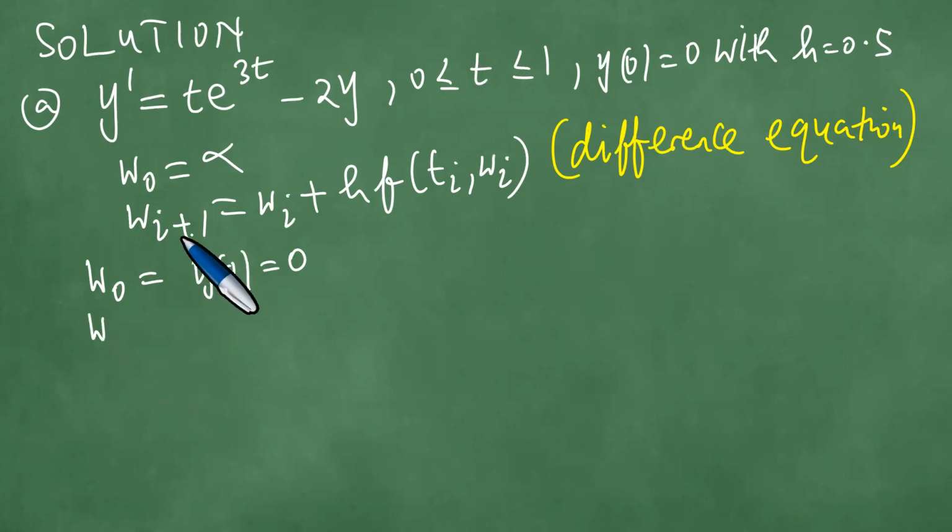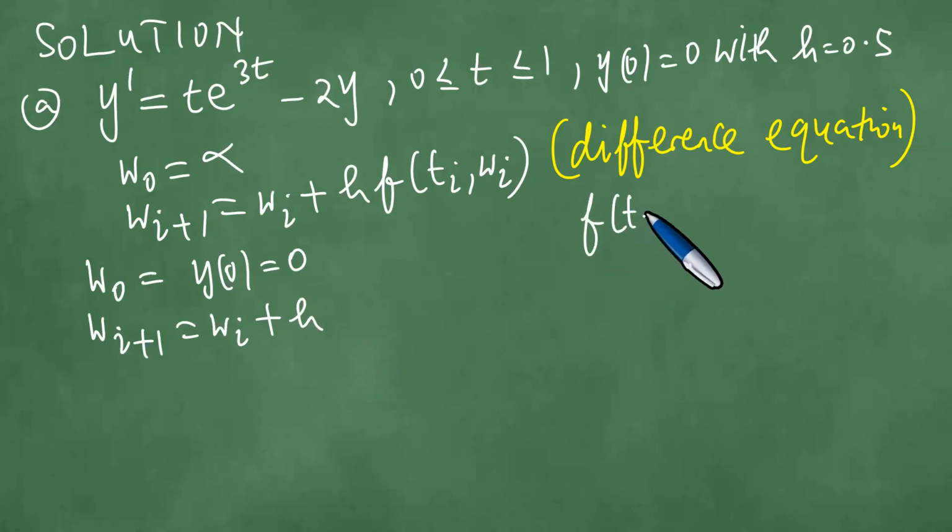But first, I suggest that we write the general difference equation for this particular differential equation. We're going to say W i plus 1 is W i plus h. Then in this question, we note that f of t i, W i is exactly this, so it is t i e to the 3 t i minus 2 y. What is the y? It is W i.